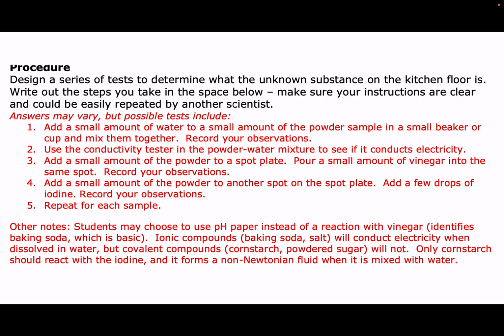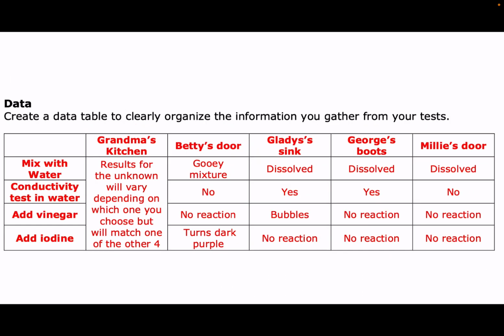You could have also used pH paper instead of reacting with vinegar, which would identify your baking soda, which is basic. Ionic compounds like baking soda and salt will conduct electricity when dissolved in water, and covalent substances won't. Like I said, only the cornstarch should react with iodine because starches react with the iodine. When you put the cornstarch with the water, it forms what you would have known as oobleck, which is a non-Newtonian fluid. This is a sample of a data chart that you could have brought in and written up. It's very plain, simple, straight.